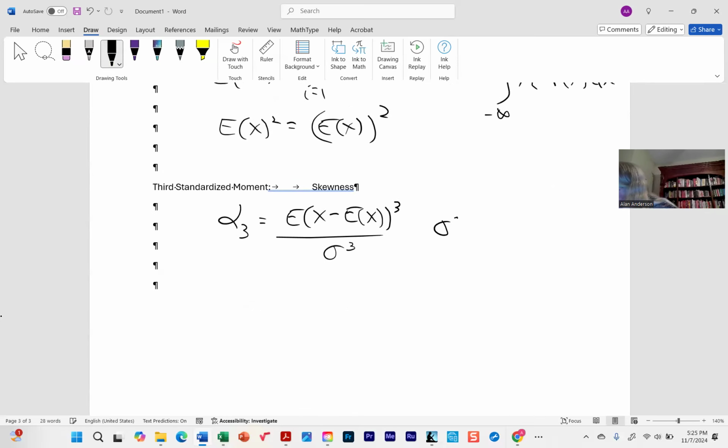Over here, oh, whoops, sorry, that's squared. And so here we're going up to the third power, but you notice we're dividing by sigma cubed. This is why it's called standardized, by the way. The reason why it's being done like this is to make sure the units fall within a convenient range.